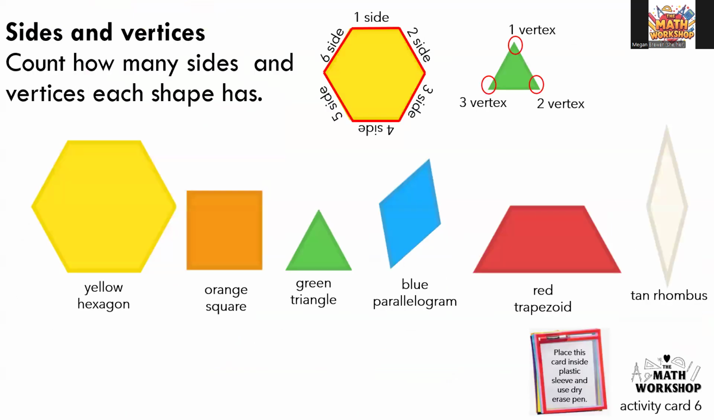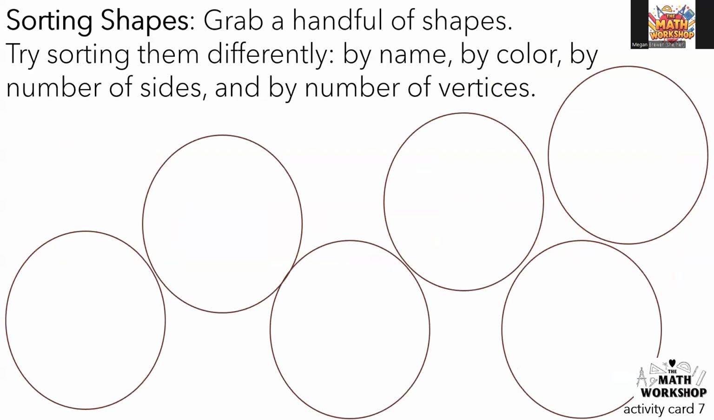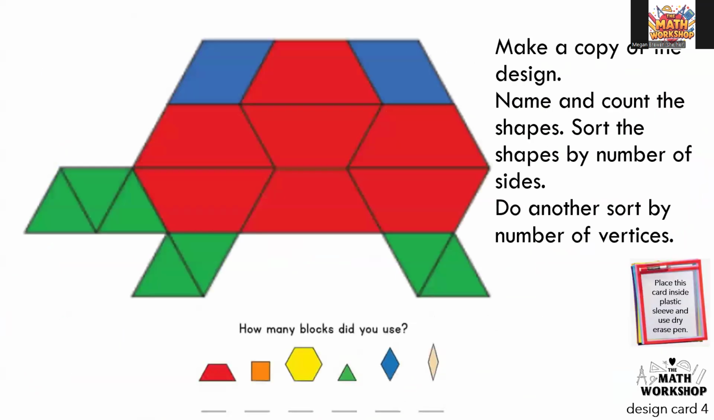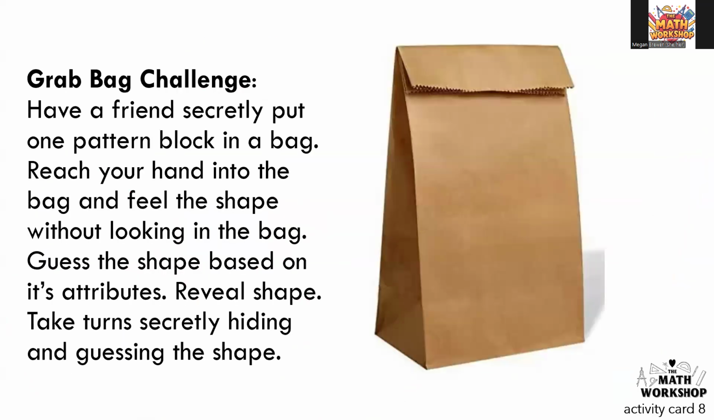So you're going to have activity cards that are introducing sides and vertices. That is in the kindergarten standards. Sorting shapes by name, by color, by number of sides, by number of vertices. Some more design cards. There's going to be lots of design cards. Oh, we love this activity.